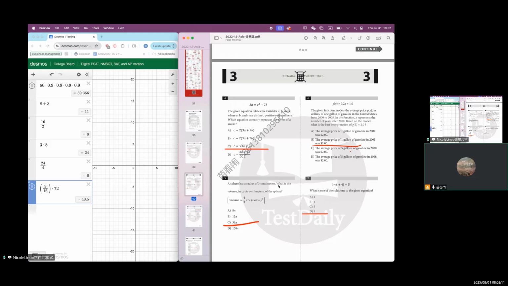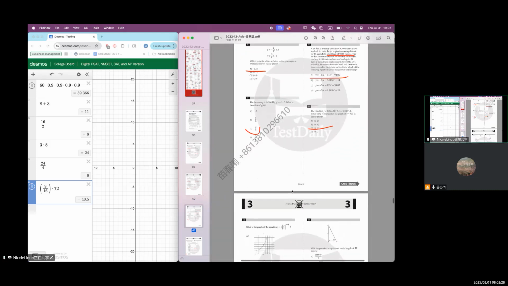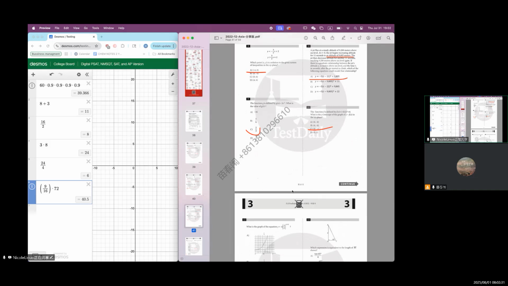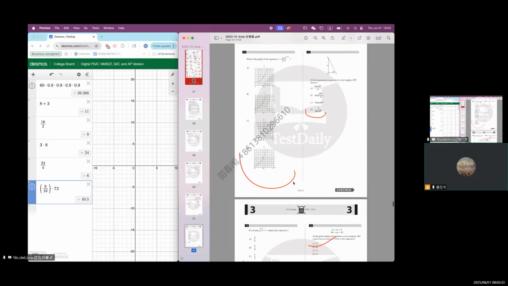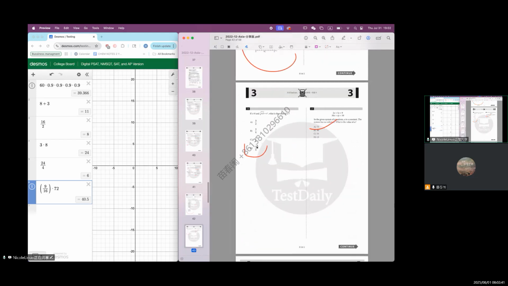8 I put A. 9 I put C. 10 I put A. 11 I put C. 12 I put D. 13, let me get the... there you go. 13 I put D. 14 I put D.